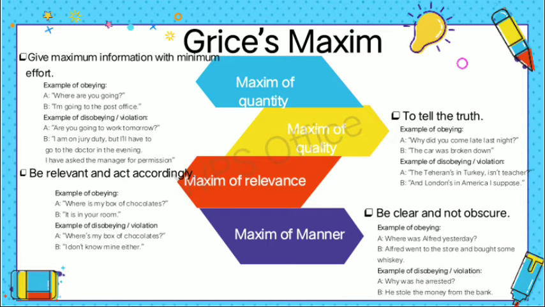For an example of obeying, A asks a question, "Why did you come late last night?" B answers that the car was broken down. So in the example, B gives the truth that his car was broken down so that he came late. An example of disobeying or violation: A asks a question, "Teheran is in Turkey, isn't it?" B: "And London's in America, I suppose." In the example, B's reply is supposed to suggest that A is incorrect, and B violates the maxim of quality.